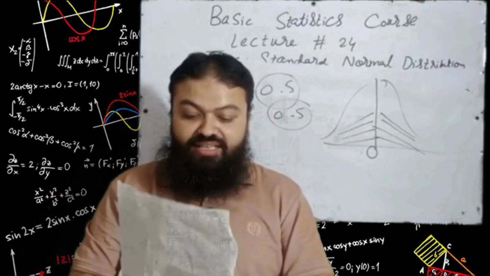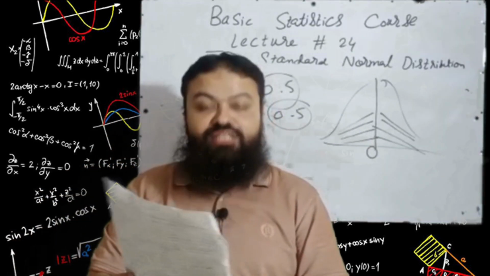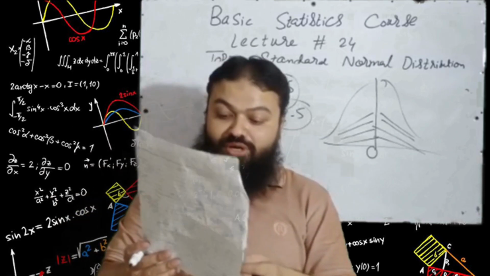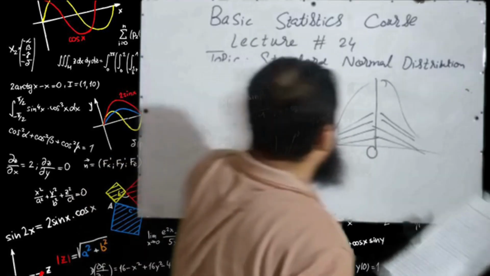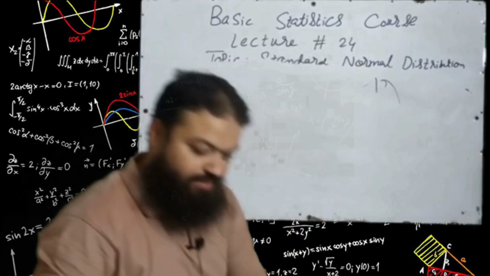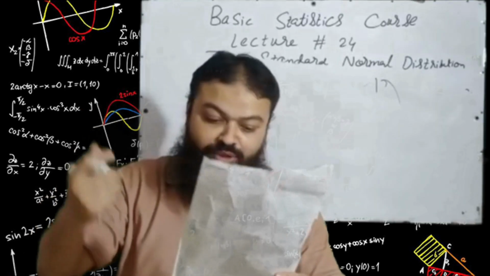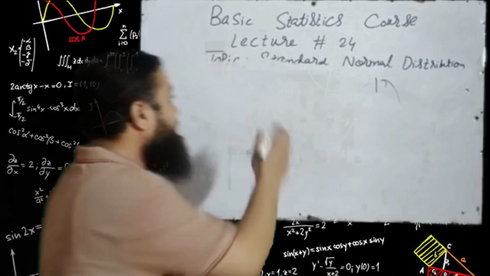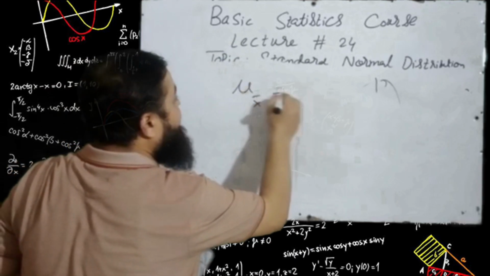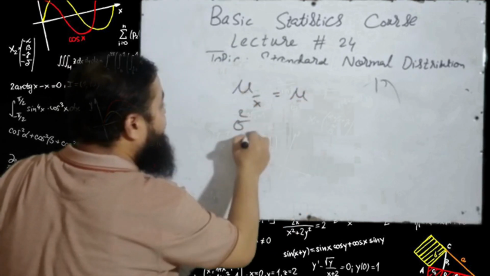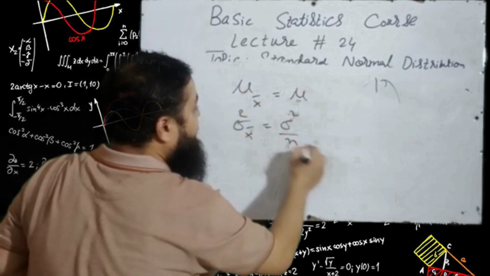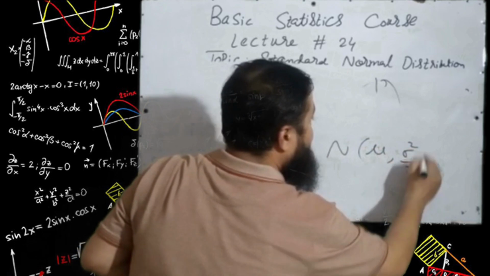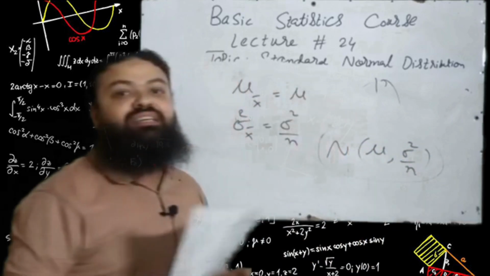Question number 10. If x bar is the mean of a random sample of size n from a normal distribution, mean is mu and variance is sigma square, then x bar is distributed as. Dear students, we know mean of x bar is equal to mu and variance of x bar is equal to sigma square over n. It means normal distribution with mu comma sigma square over n. That will be the correct option in the exam.